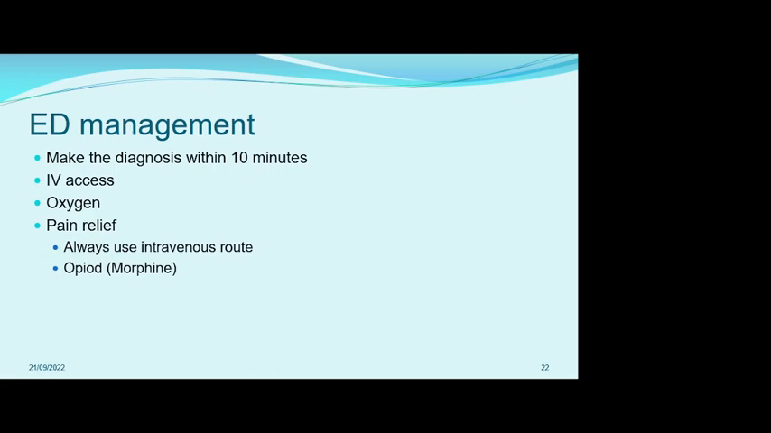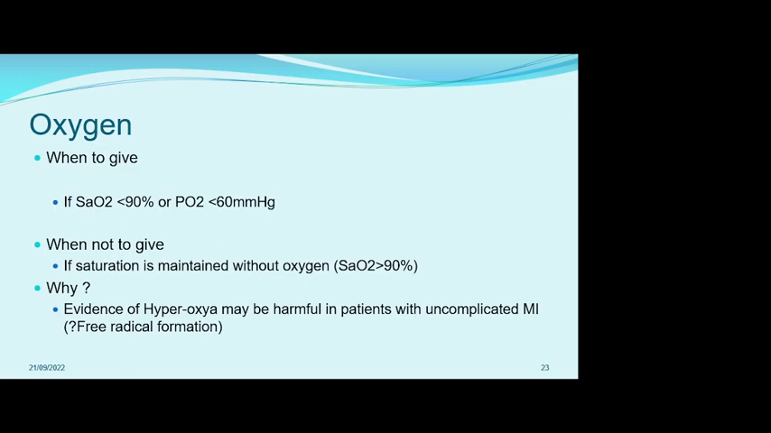So what should we do in the emergency department? Make the diagnosis within 10 minutes. So a patient coming with chest pain, we should be able to make the diagnosis within 10 minutes by doing ECG, IV access, oxygen, I will discuss that. And usually the patient's complaint is pain, so you have to do something. Always use the intravenous route. Avoid intramuscular injections in myocardial infarction patients, because subsequently you might give anticoagulants, thrombolytics, etc., and the patient might develop hematomas if you give intramuscular injections.